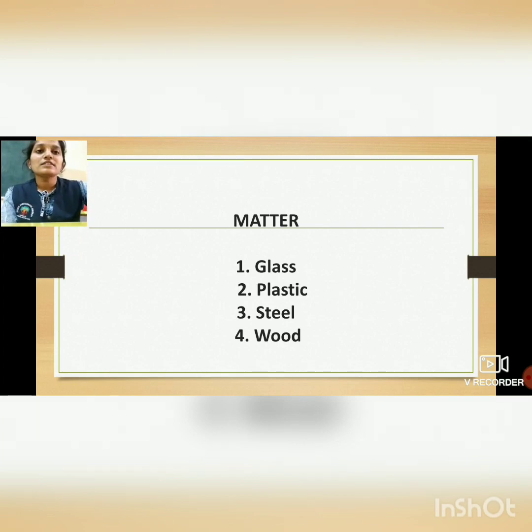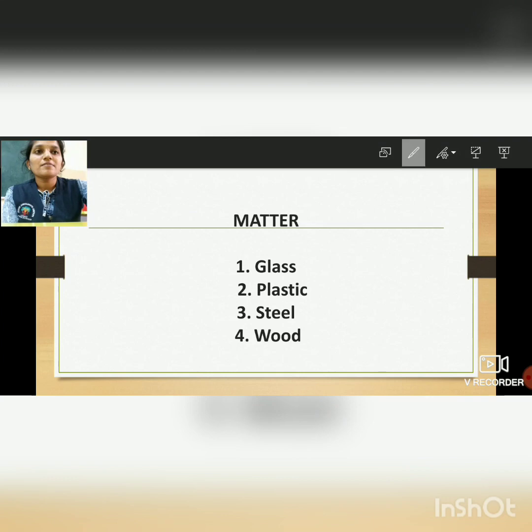So students, the answers which we all have written in the warm-up activity, I have typed in this slide. So let's read the answer. First of all, we have seen glass for mirror, plastic for table tennis ball, steel for the utensils, and wood for the furniture. So all these materials have a common name, and that is matter. That means all these materials make up matter.